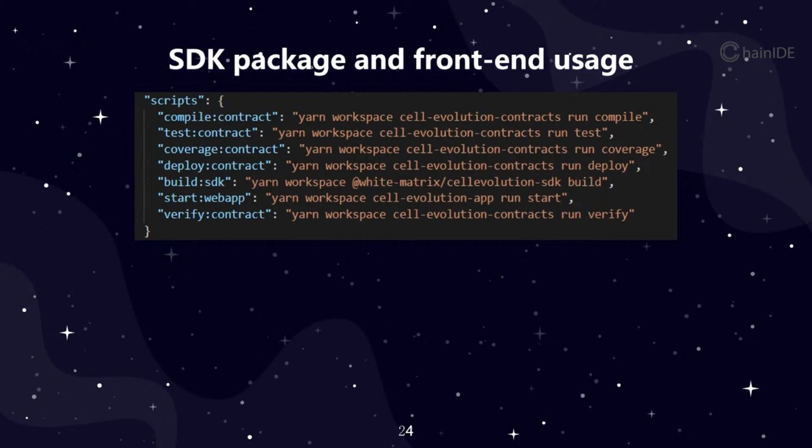In this case, we use Yarn to compile, test, and deploy the smart contract. And we use the command line to execute the package process of the SDK. We can use the command of yarn workspace add white matrix cell evolution SDK build to build the SDK of the smart contract. And let's see what will happen at the next step.